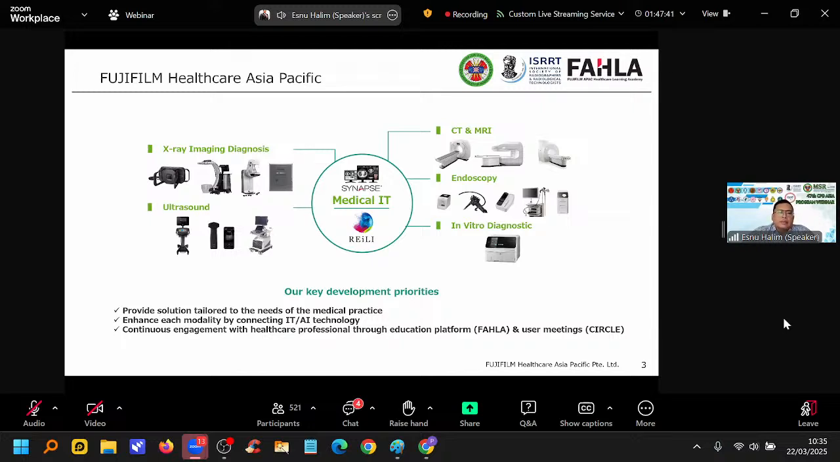So the development priority here is we don't design machines for the sake of profitability or for chasing the trend and the technology. What we do at Fujifilm is provide solutions that are tailored to the needs of medical practice. So we focus on solution selling instead of moving into faster advanced technology. For example, I mentioned TB screening. We also talk about lung screening, how we work with our CT and our deep learning iterative reconstruction, and others.